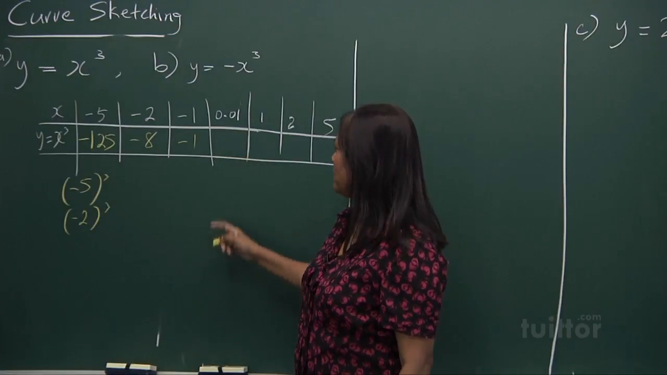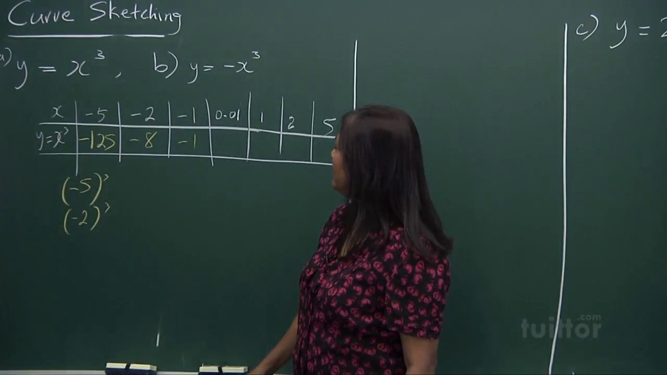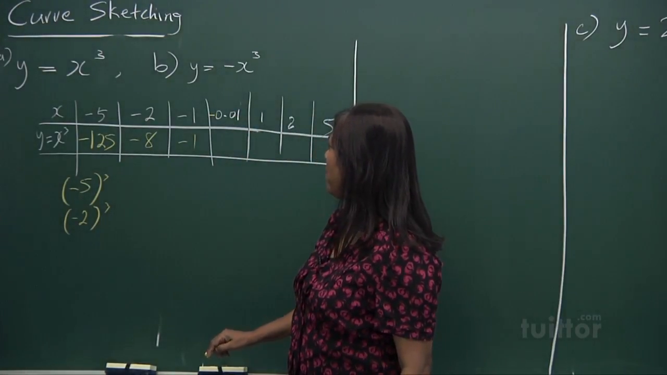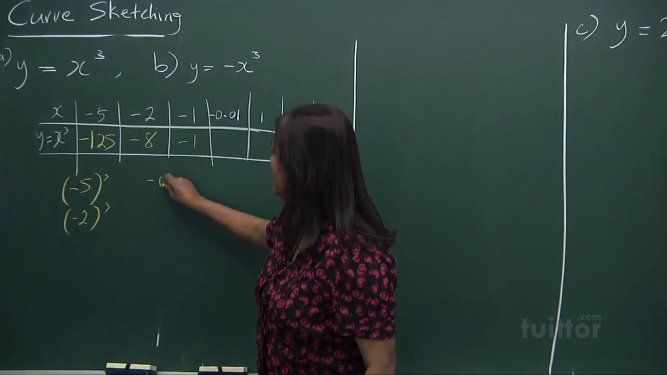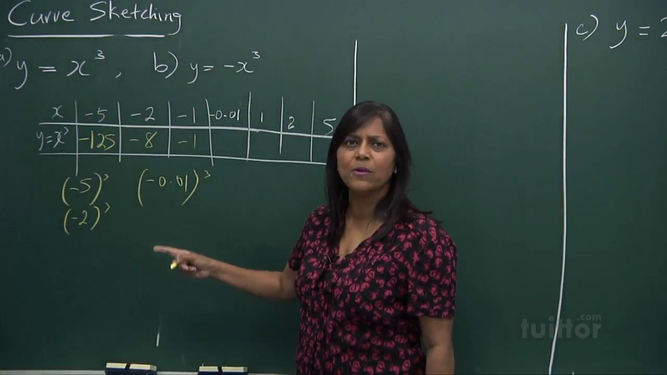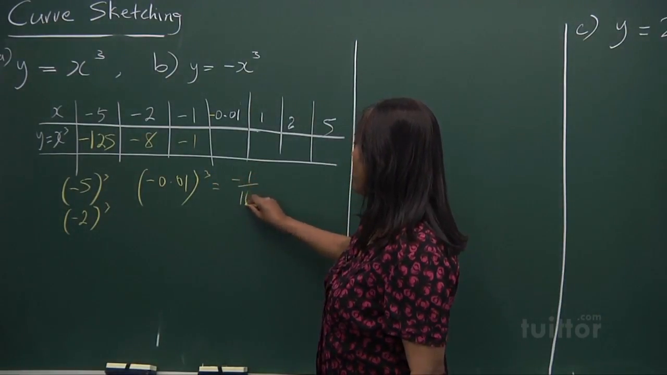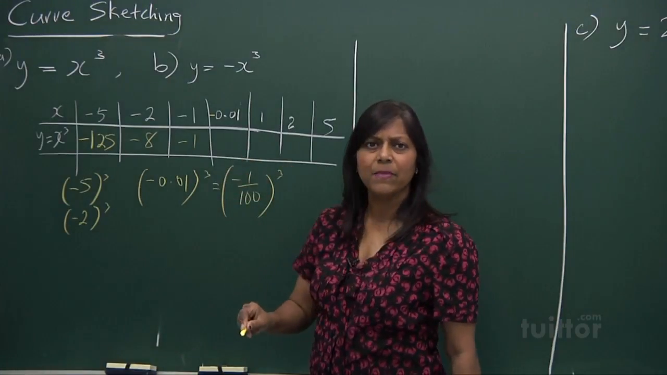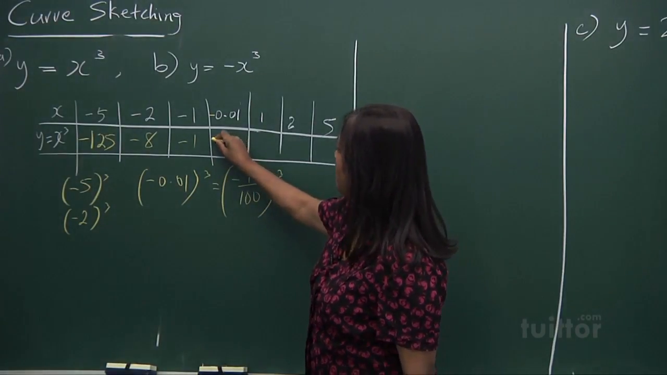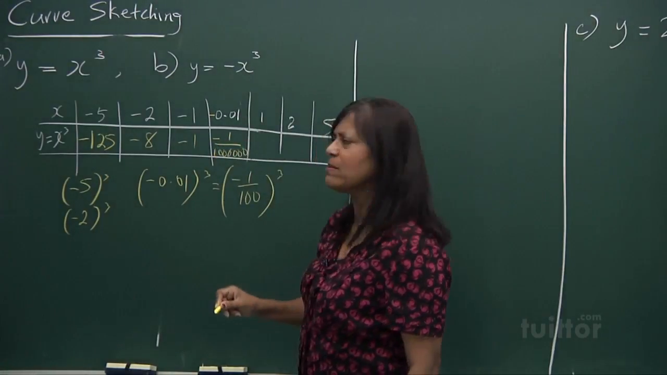Now we go to minus 0.01. What do you think it is? I want to put a minus here, but I missed out a very important number. If it's minus 0.01 to the power of 3, 0.01 is 1 over 100, isn't it? So if we write it this way, 1 upon 100 to the power of 3, what will that be? It's minus 1 over a million. Isn't that really, really small?